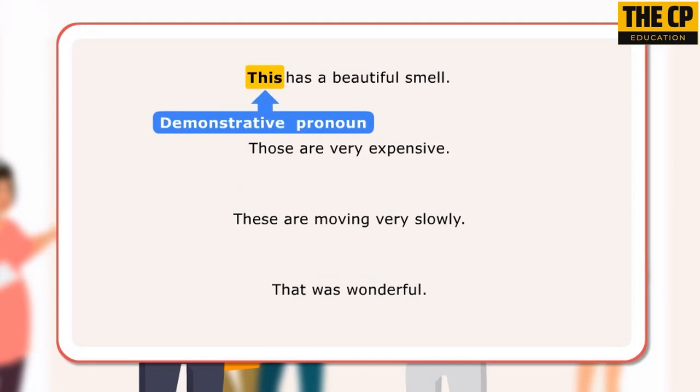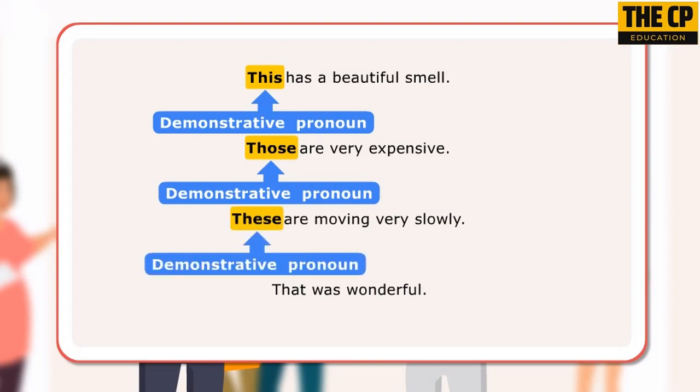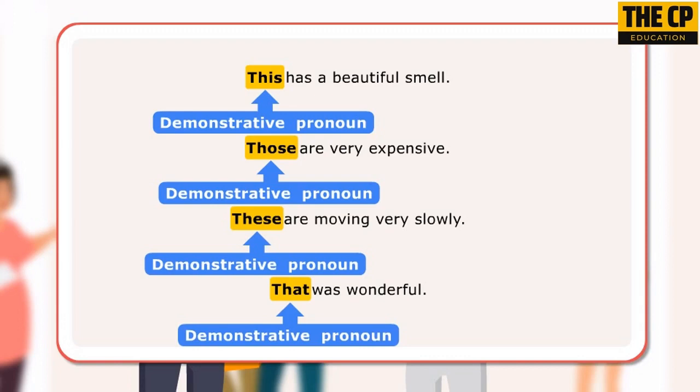In the first sentence, this is a demonstrative pronoun since it is used in place of a noun and refers to something nearby. In the next sentence, those is used to refer to a noun far away and is a demonstrative pronoun. In the third sentence, these is a demonstrative pronoun and used for a noun close by. In the last sentence, that is a demonstrative pronoun used in place of a noun far away in time.